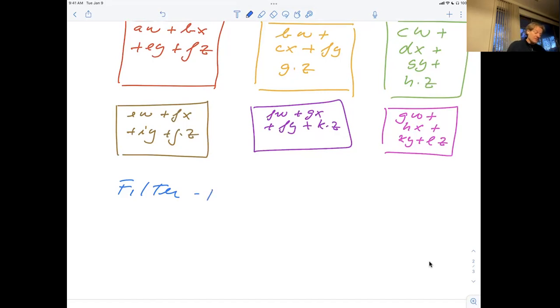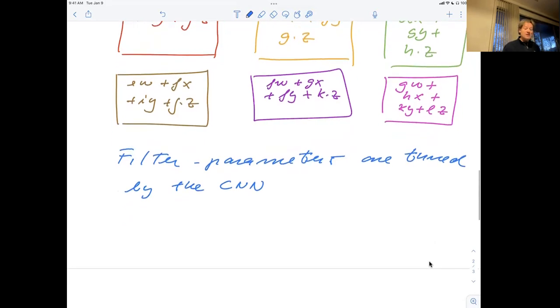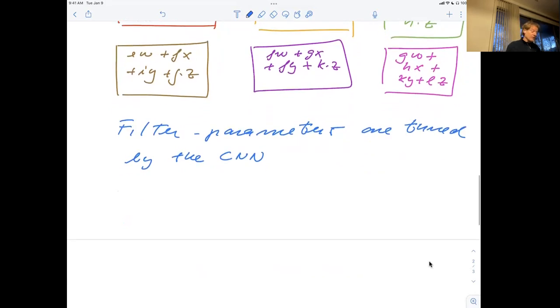So the filter parameters, that's the size of the filter. It also means the ways you perform the operations. So the filter parameters are tuned by the CNN. These are the parameters which you would tune in something like the backpropagation algorithm. Now, when you have this filtering process, this convolution of I times K, I'm just writing this as a convolutional process, it produces an output.